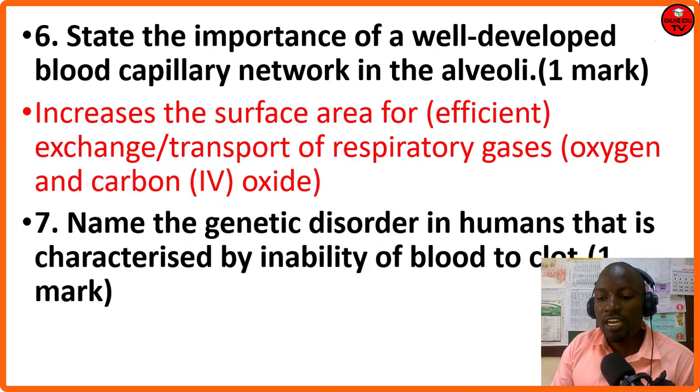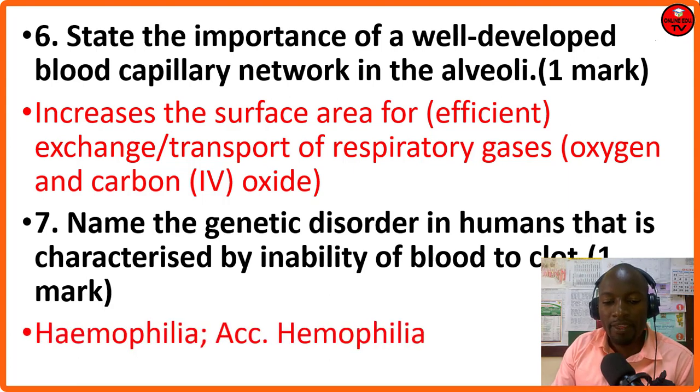Name the genetic disorder in human that is characterized by inability of blood to clot. There are those individuals who have a problem with blood clotting. That is, once their skin is injured, the blood takes an abnormal time to clot, and this is a condition known as hemophilia. Now, we can accept hemophilia or haemophilia, just like we accept hemoglobin or haemoglobin.